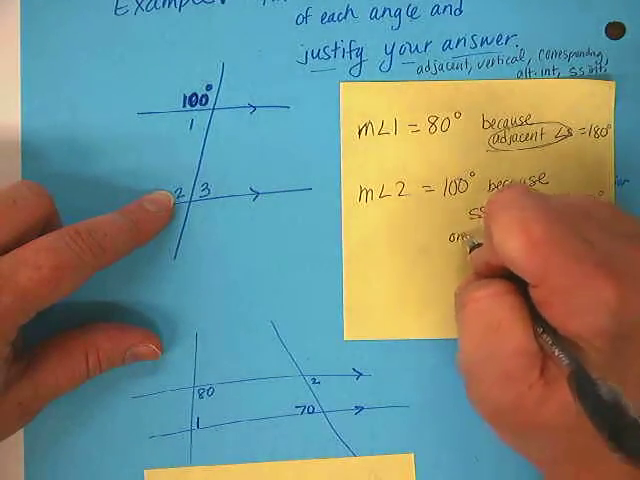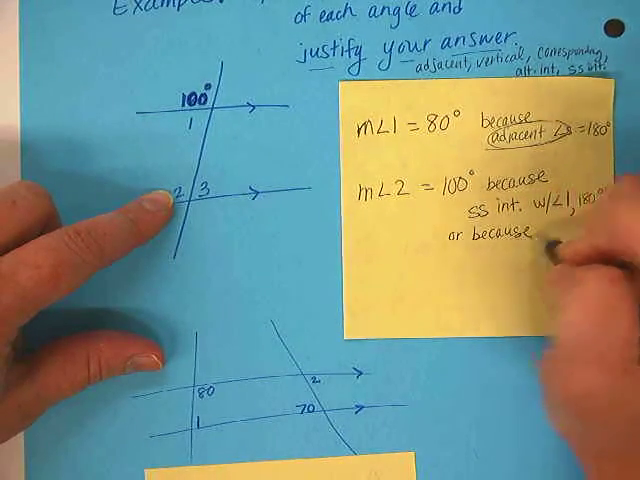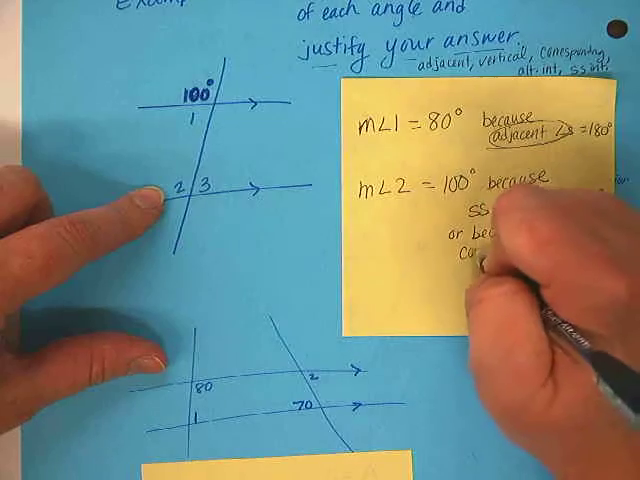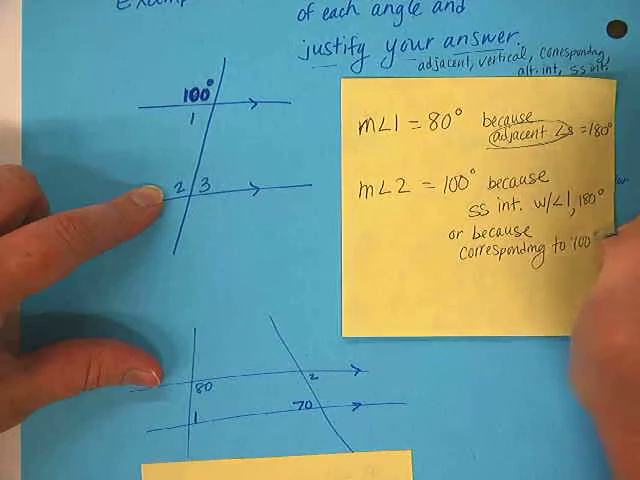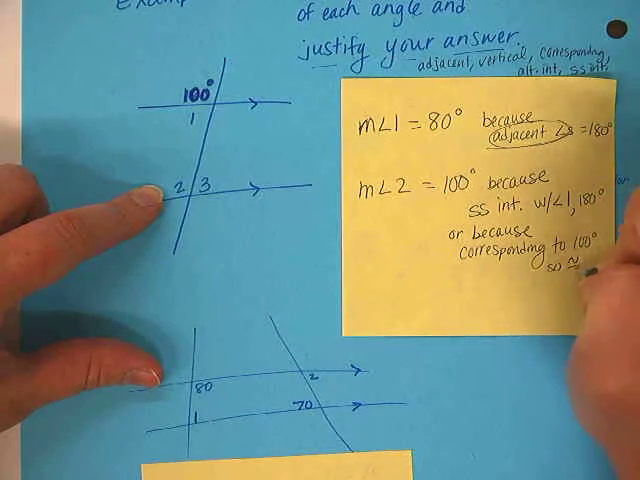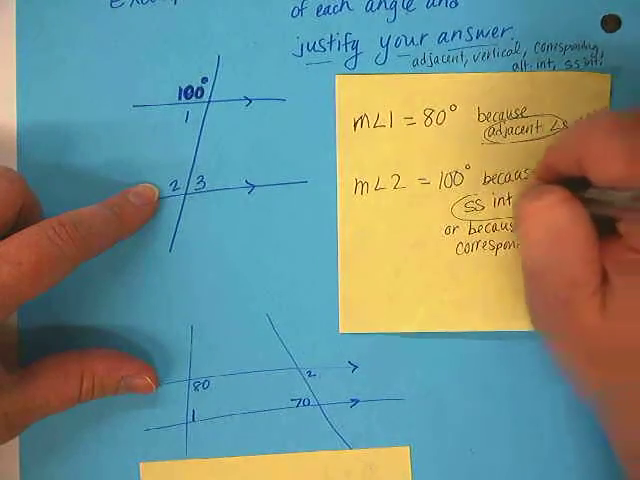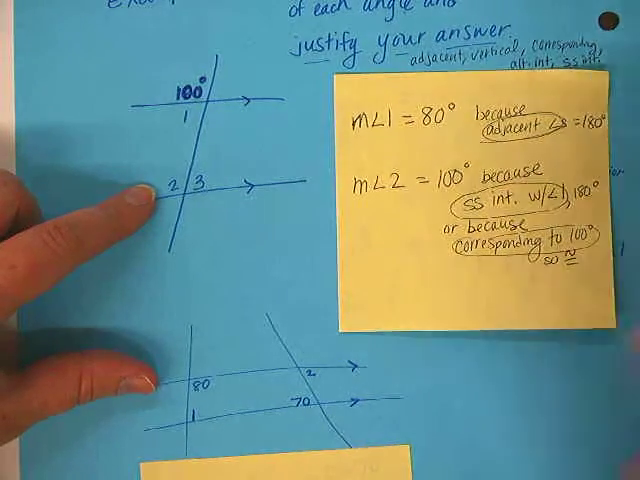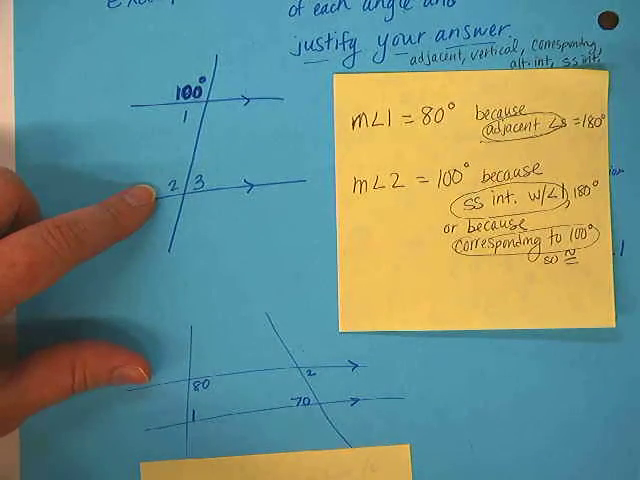There's another way to justify it. Can anyone think of the other way to justify it? Joy? Okay, so because angle 2 is corresponding to the 100 degrees, they are congruent, right? So the two ways you could answer this question would be same side interior with angle 1 or corresponding to the 100 angle. If you don't want to write all the other little details, you at the very least need to tell me what the angle pair is that makes that true.